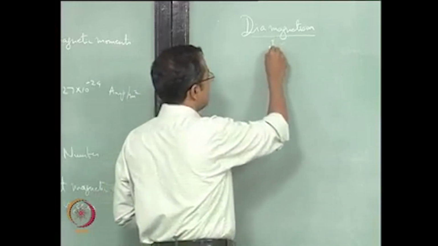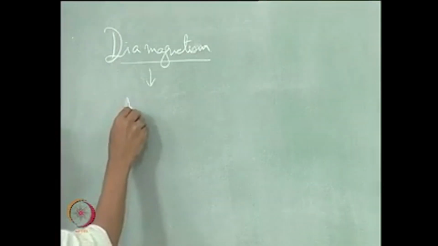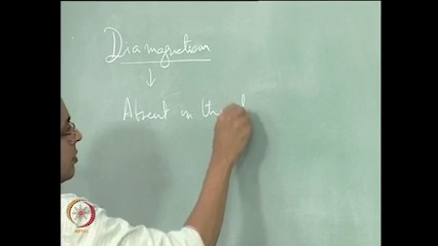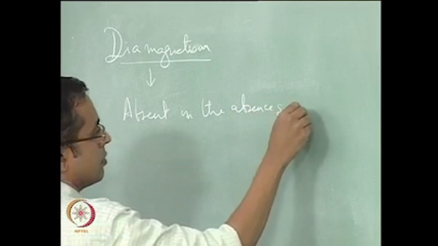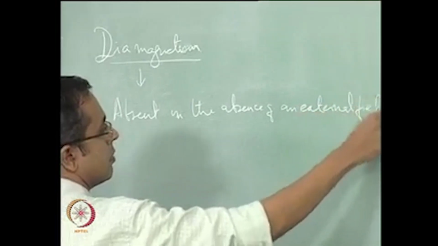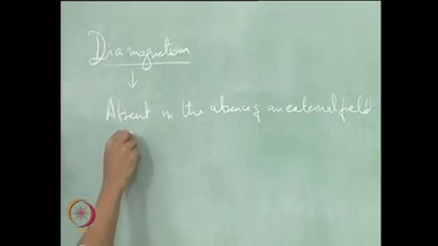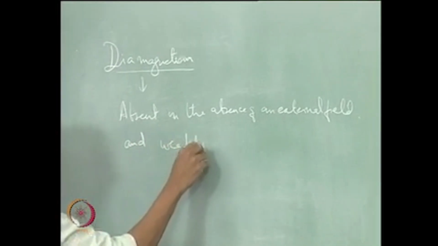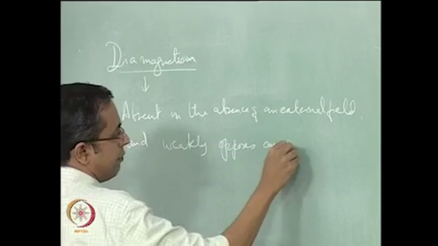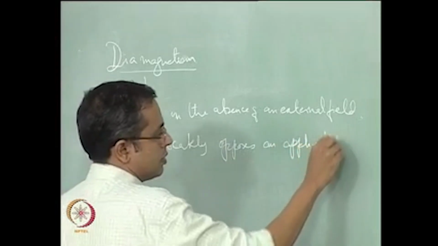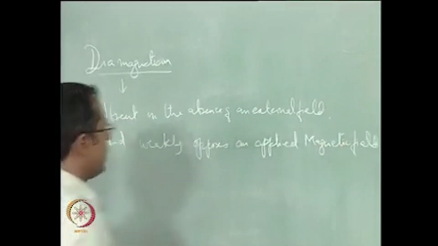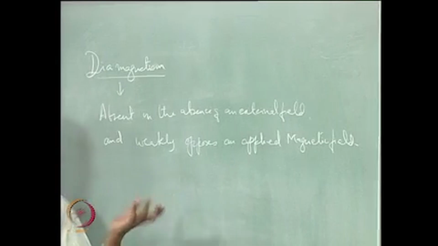So this is absent in the absence of an external field, and weakly opposes the field when it opposes an applied field. Typically the contribution is from the orbital magnetic moment of the electrons.